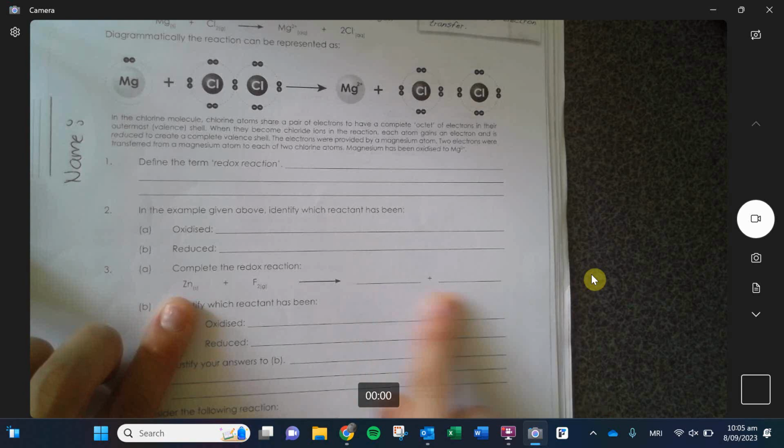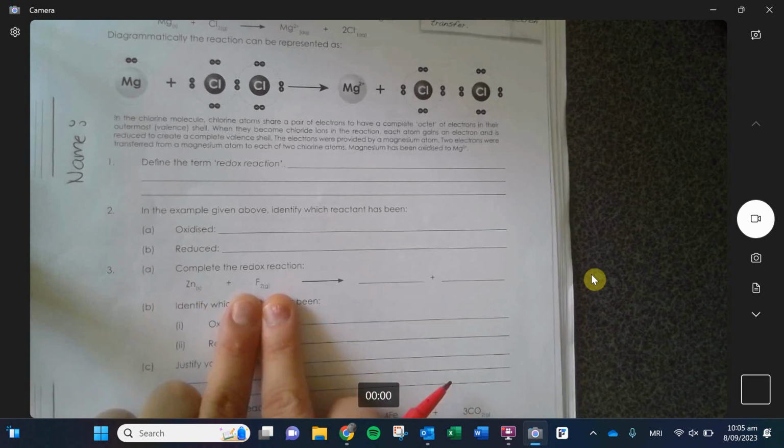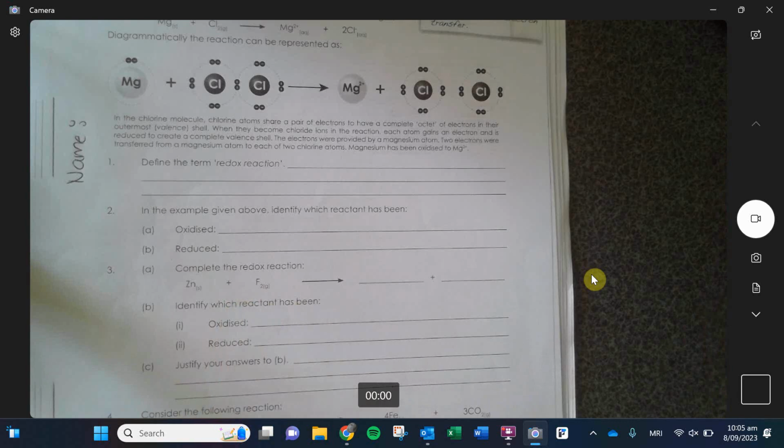But what I'll do is I'll show you guys some of the equations. So here I have zinc and here I have fluorine, the element. Let me get my resource sheet so that way we can see the oxidation and reduction. Try to figure out what's going on here.